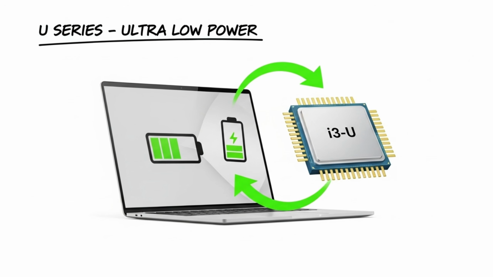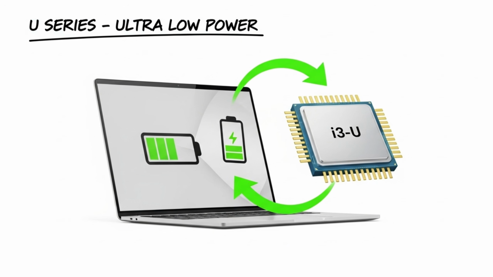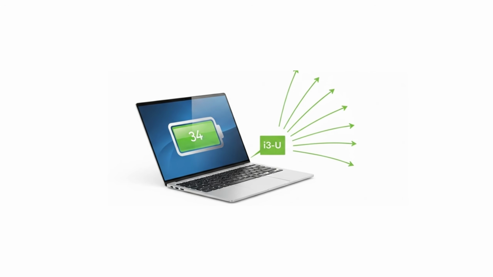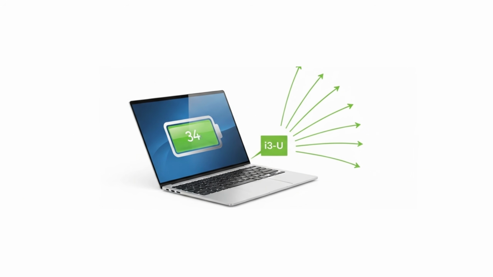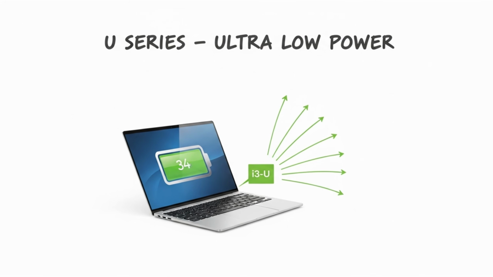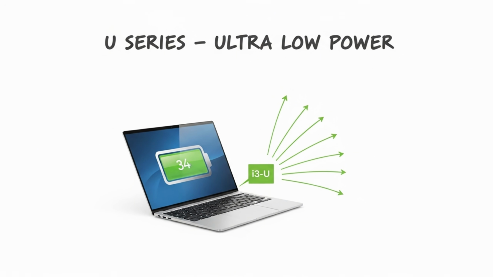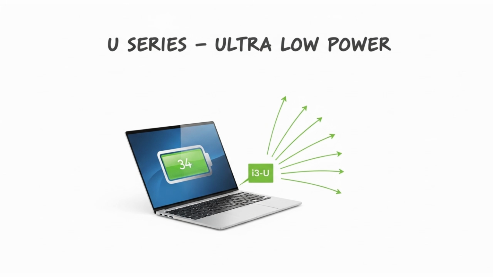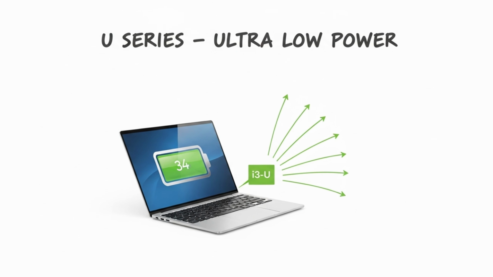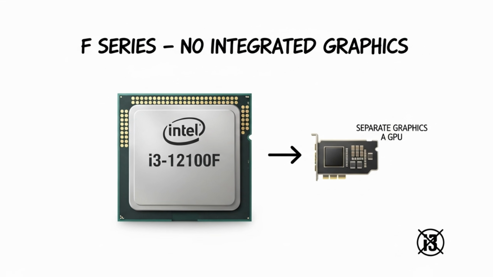The letters you see attached to the model number are crucial for understanding its specific role. In laptops, you'll frequently encounter the U suffix. This stands for ultra-low power, meaning the processor is engineered to conserve energy. This results in a cooler running laptop that can last through a full day of classes or meetings on a single charge.